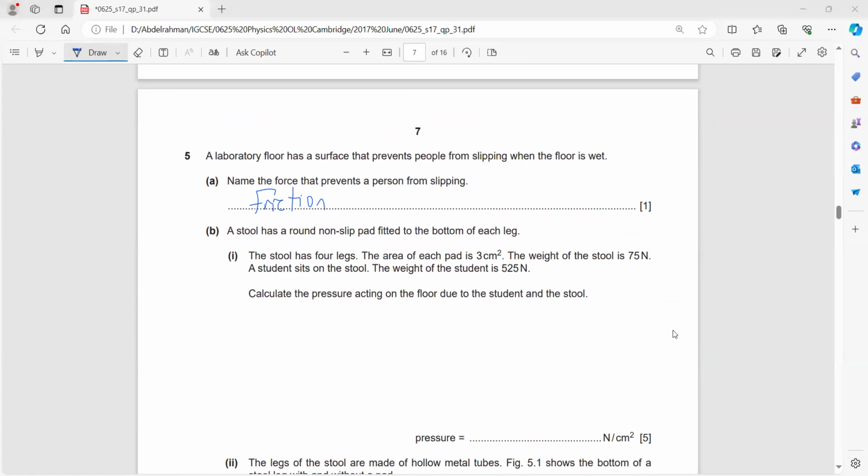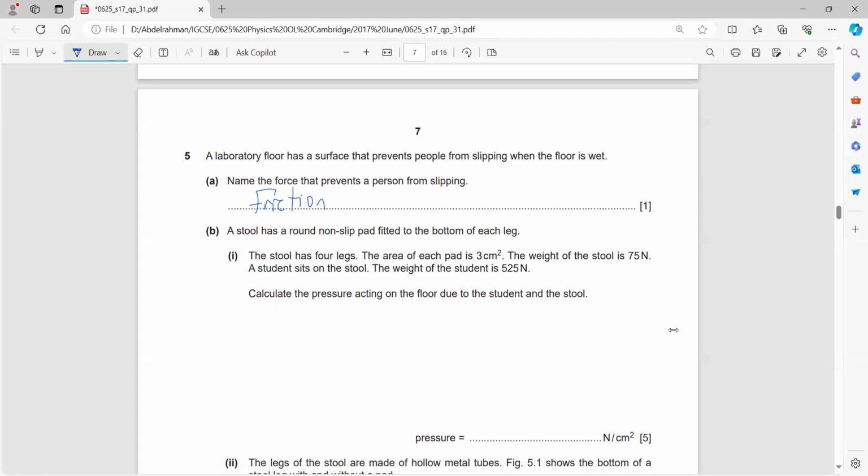You have a question? Is resistance acceptable? Resistance? No. Friction. It is friction. Only friction. Okay. Next question.